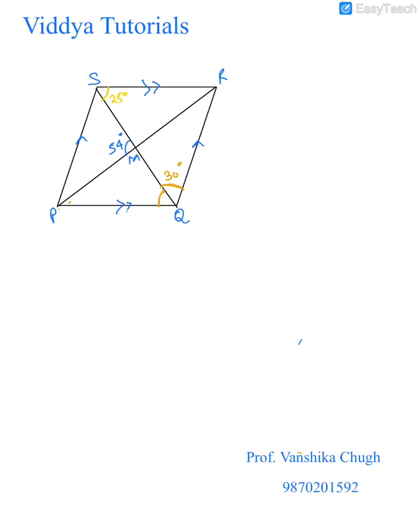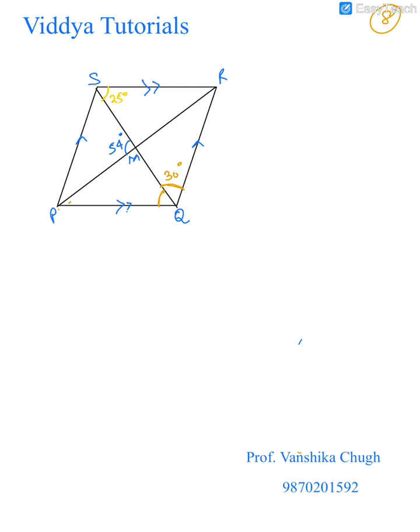Students, in this video I am doing your sum number 8 from exercise 17 of Understanding Shapes. The sum reads that PQRS is a parallelogram whose diagonals intersect at M. So I have made a parallelogram PQRS and its diagonals intersect at M.